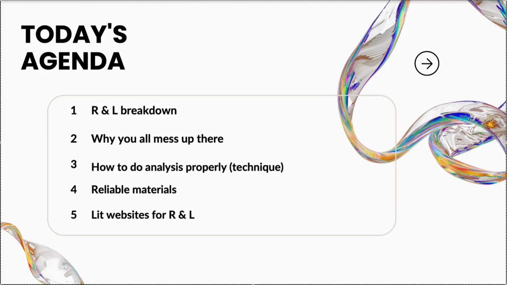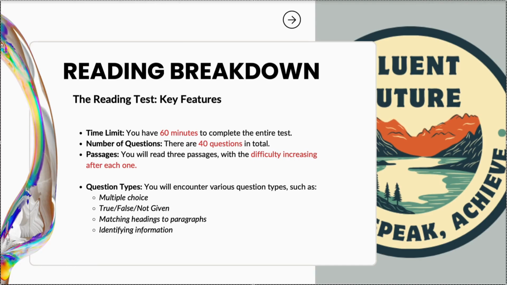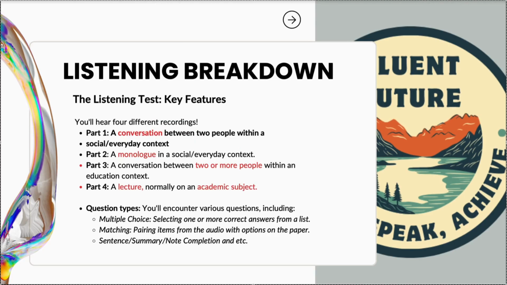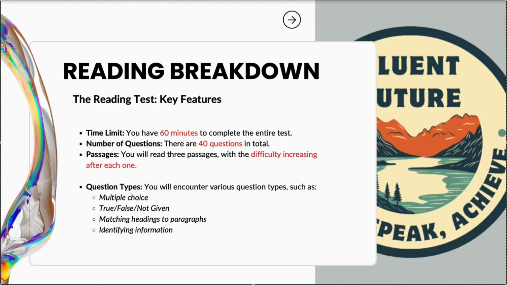Today's agenda consists of 5 topics. You can see them. So, reading breakdown and also listening breakdown. Time limit: you have 60 minutes to complete the entire test. Number of questions: there are about 40 questions in total. And passages: you will read 3 passages, with the difficulty increasing after each one.